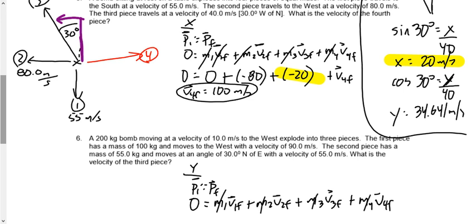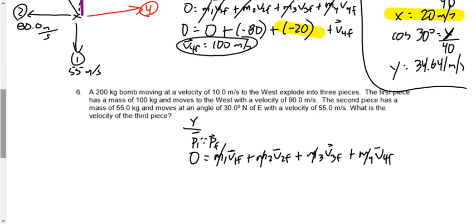Because they're the same in every term. V1F. V1F. Cameron, what's V1F there for the Y component? How fast is object number 1 moving on the Y-axis after the explosion? 55. We're going to make it negative because it's downwards, though.